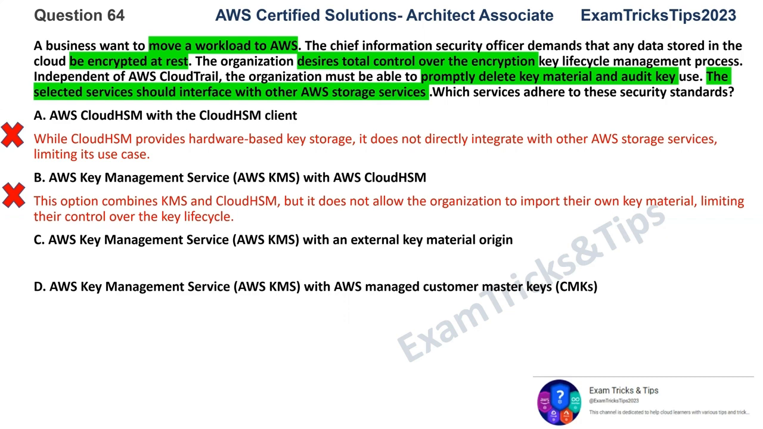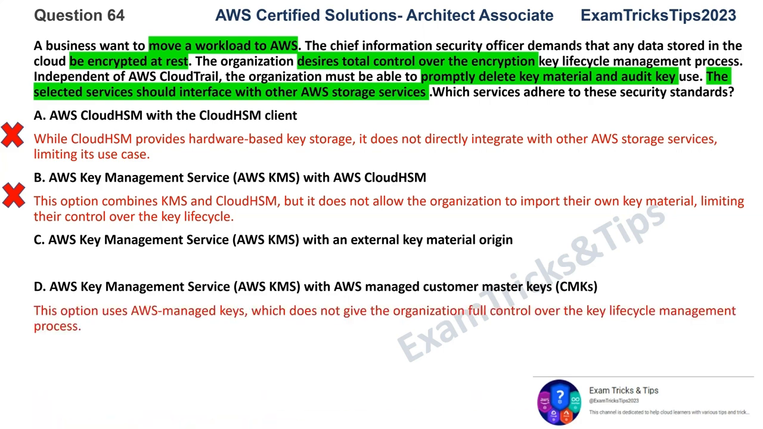So this cannot be used as the solution because it doesn't conform to the requirement that we want the organization or the customer to have full control of the lifecycle management process for the keys. So this is gone. And that leaves us with option C, which has AWS KMS, which is the correct solution. And it uses external key material origin, which allows customers to have full control over the lifecycle policy of the key management process. So this is the correct answer.